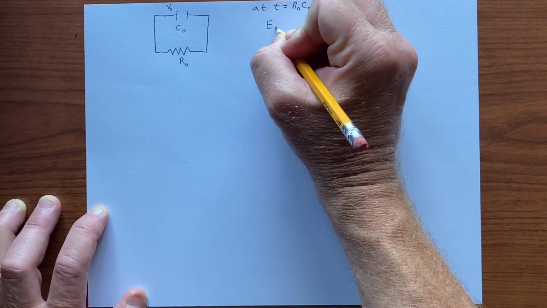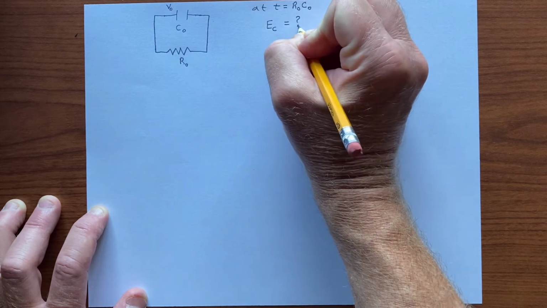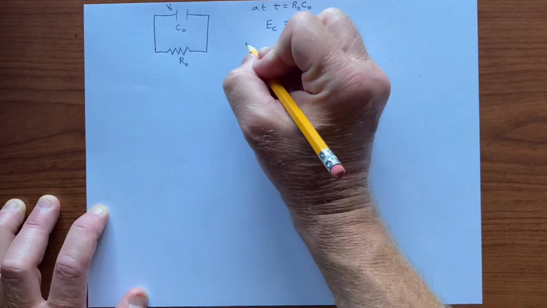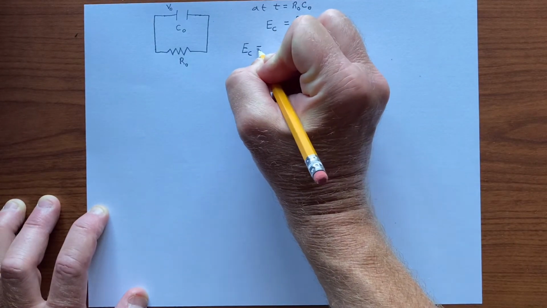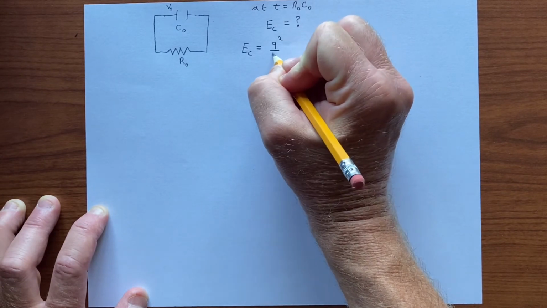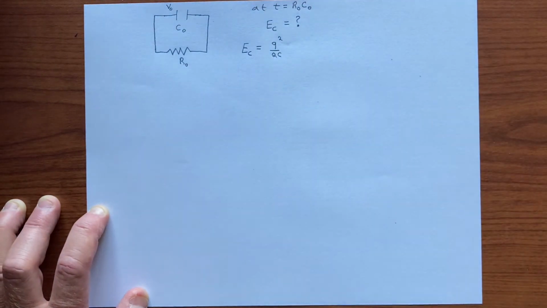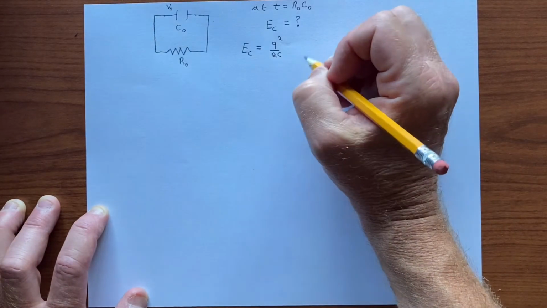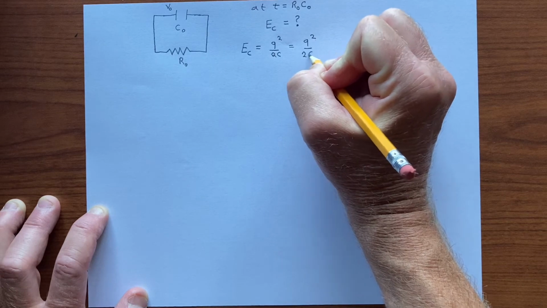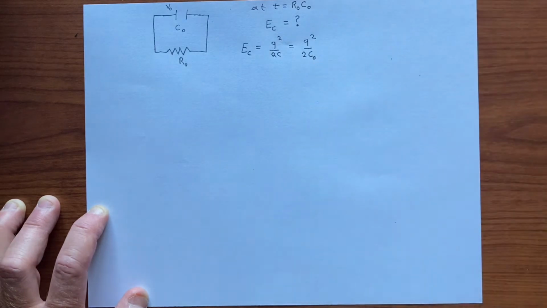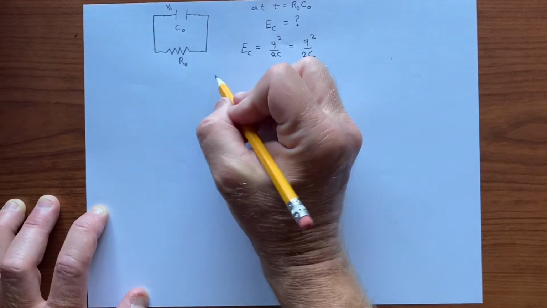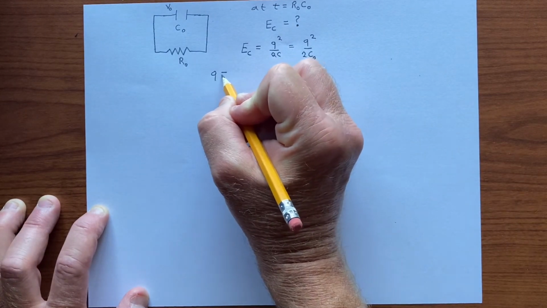So the energy in the capacitor EC, that's what we're looking for. So we know that energy in the capacitor goes like charge squared over 2C. And so we need to know what Q is at different times, because we know what 2C is. It's 2C naught, because we have the capacitance. So the question is, what's Q? Because we need to square Q.